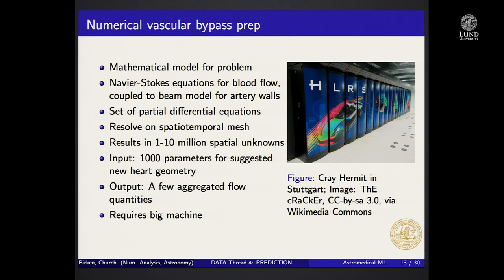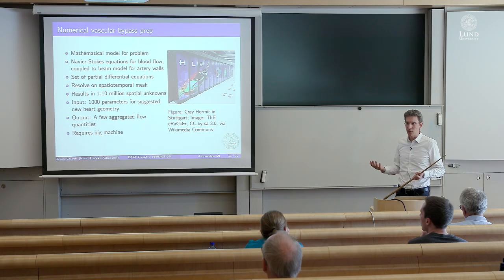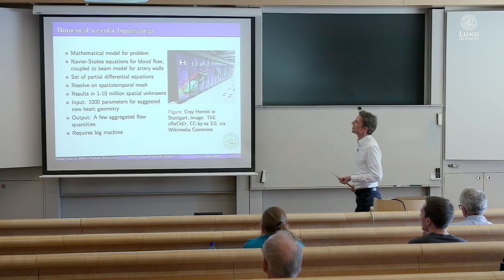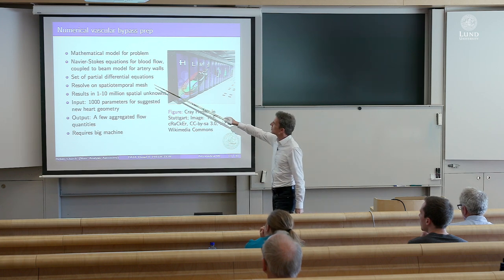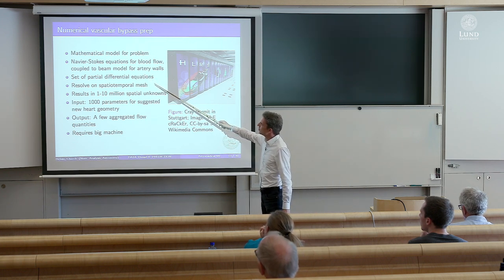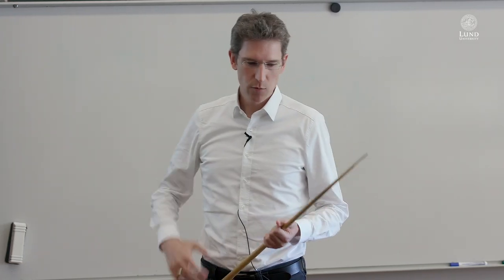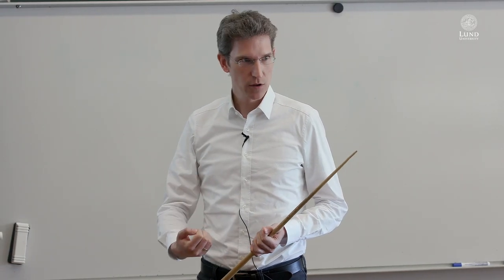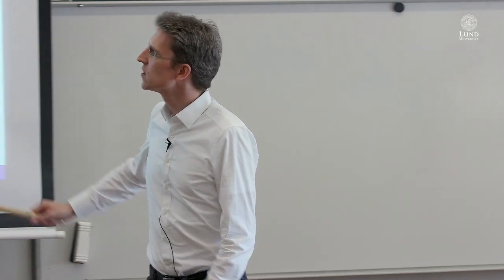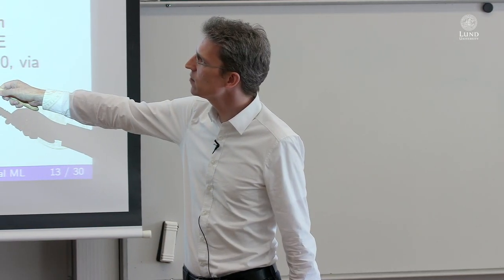Then you couple it to a beam model for the artery walls. And again, the mechanical properties of artery walls are well understood. There's tons of experiments, again, because it's very important to know these things. And then this gives you a so-called set of partial differential equations. You resolve this on a certain spatiotemporal mesh. Essentially, the more unknowns you have, the more accurate this will be. This results in about 1 to 10 million spatial unknowns.